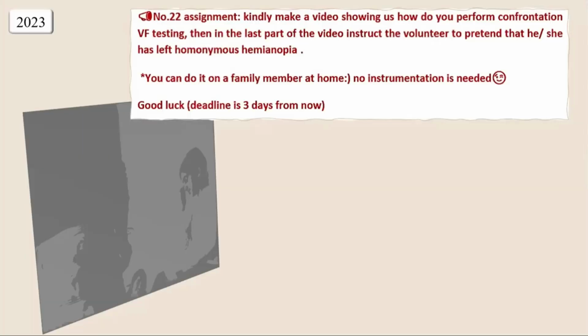All right, so in 2023, I used to give candidates some assignments. You can actually do this assignment, for example. Kindly make a video showing us how you perform a confrontation visual field test. Then in the last part of the video, instruct the volunteer to pretend. We'll see in the next class how we can induce a hemianopic visual field defect and do it on any family member. Candidates usually send me a video, but this is from the past. It is no longer available right now.